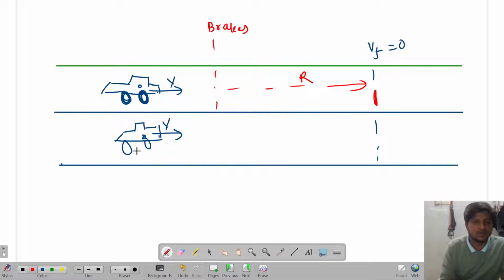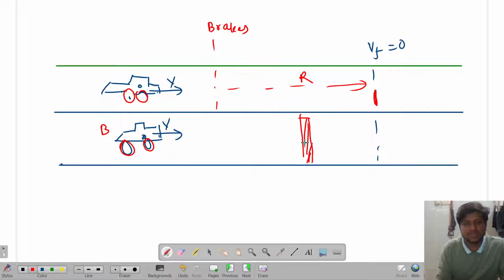But for this car, sorry, try to understand. Just change the example, one minute. This car is having normal tires, and this car is having disc tires. Now this car B, if it is moving with velocity V and applies the brake at this particular point, it will again have zero velocity at this point. Yes or no?